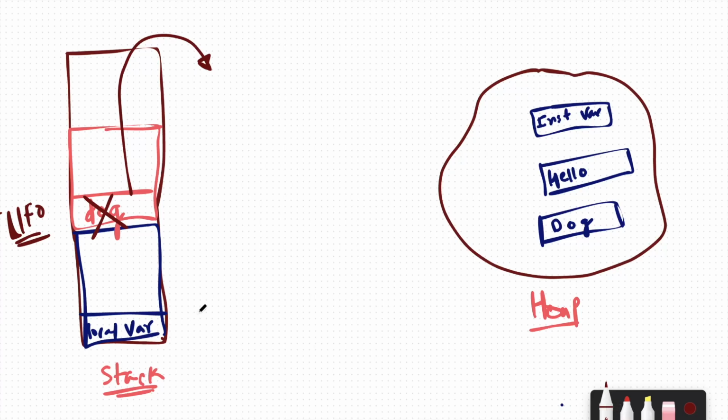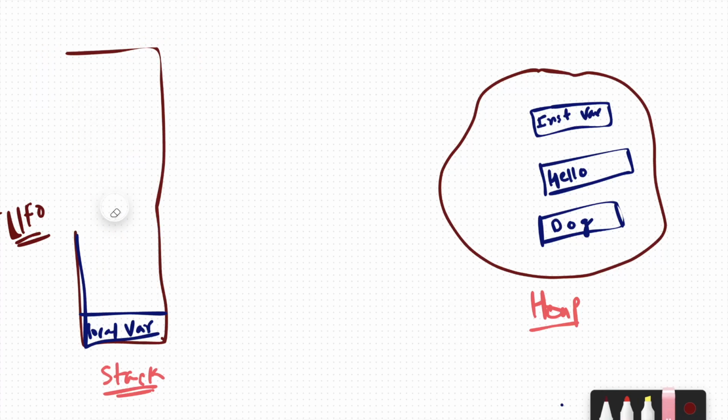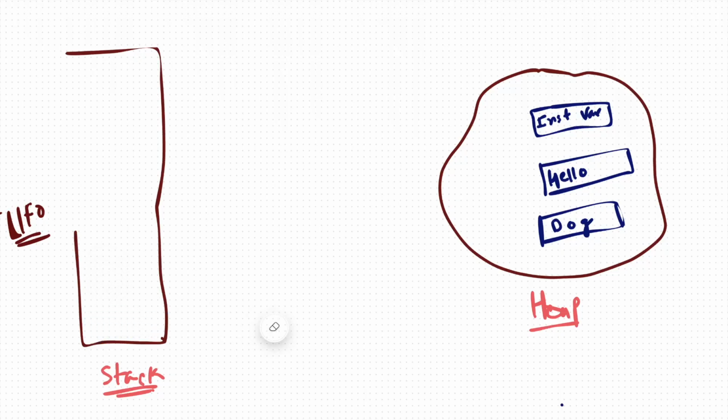Okay, we will pull this out as well. This is also pulled out. So once both of them are pulled out, what has happened just now? Our stack is now again empty. This stack is now again empty and we don't have anything inside the stack. So this is how the entire thing for stack and heap works.